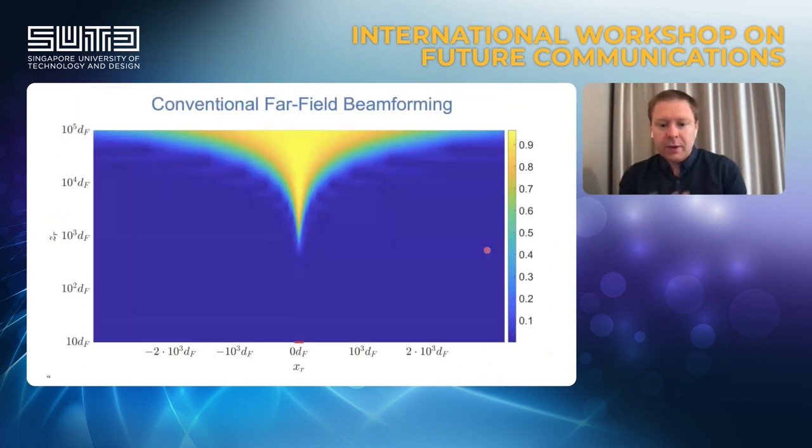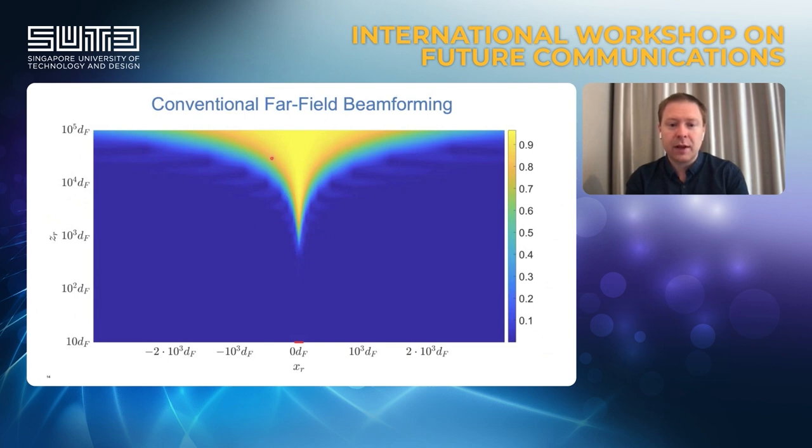Here's another illustration of this. We are considering different distances here. We have a transmitter in red, and we are sending a signal towards the far field. I have logarithmic scales here on the distance: 10 Fraunhofer distances, 100, 1000, 10,000, 100,000. So that is why it looks like a beam here.